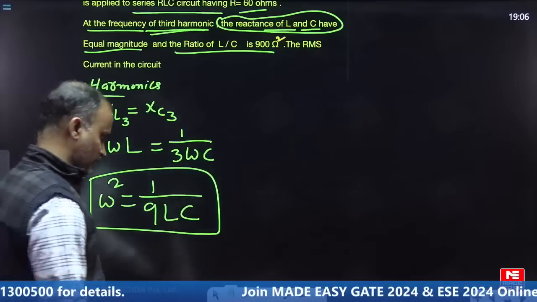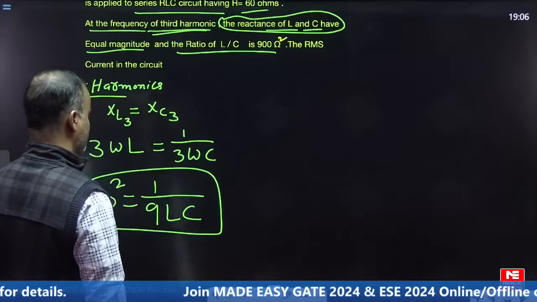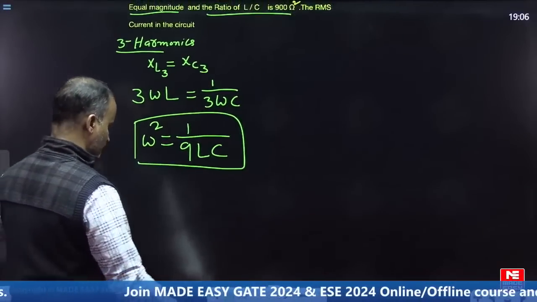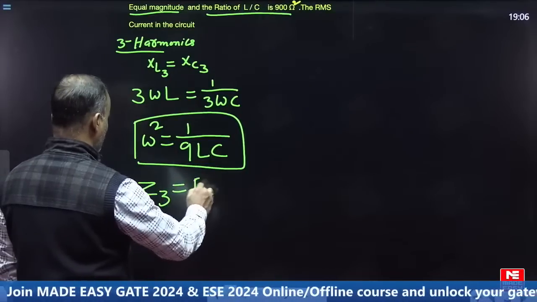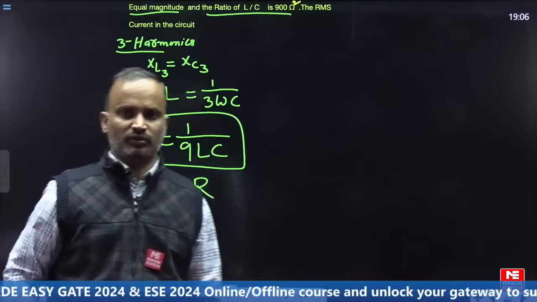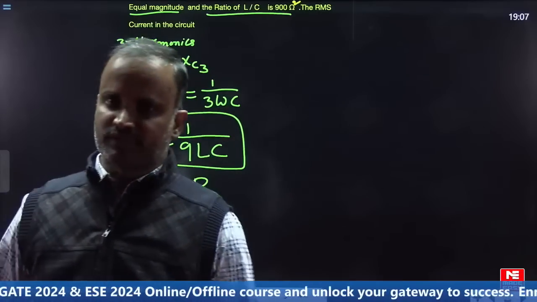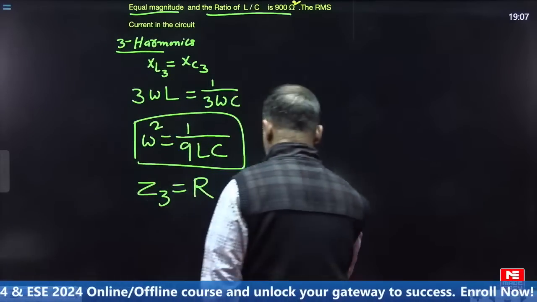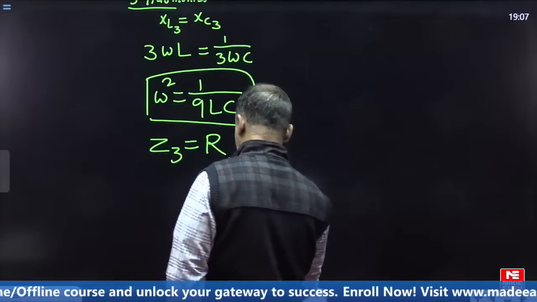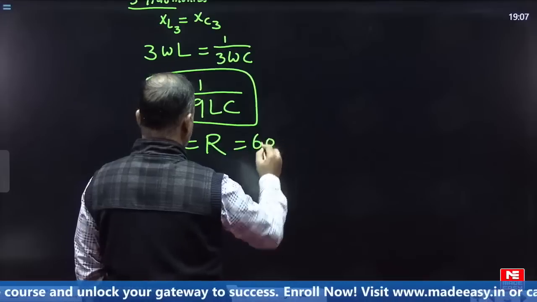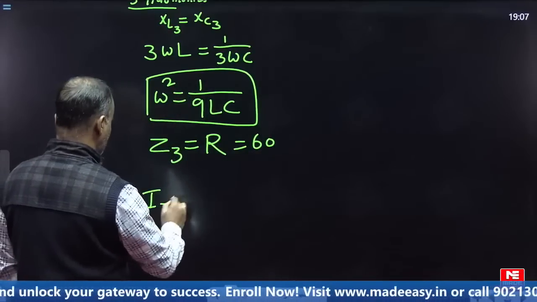From the given information we got one relation corresponding to omega square. And one more thing: corresponding to the third harmonic, we can say Z3 is only resistive, because the circuit is at resonance condition. In the question the resistance value is given. How much? 60. Then can you find the third harmonic current?